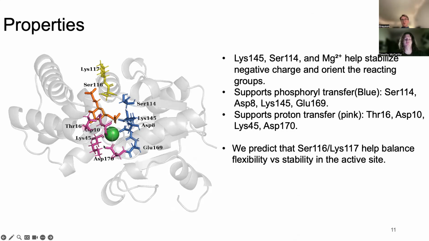Between the two sides, with the pink supporting proton transfer and the blue supporting phosphoryl group transfer, we are able to implement the ideas of flexibility that is required in the active site for this proton-driven phosphoryl transfer. And we are predicting that serine 116 and lysine 117 helps tune the balance between flexibility and stability near this cap core interface, as shown in yellow.